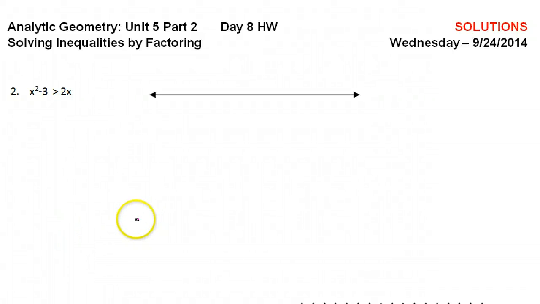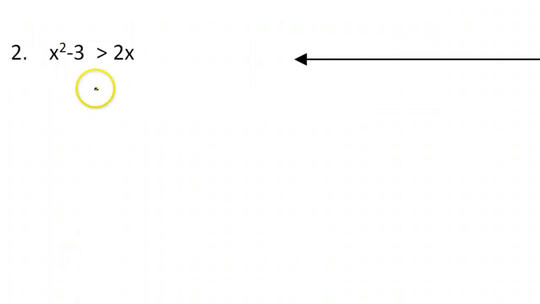Alright, this will be our second video in the lesson about solving quadratic inequalities. We'll be solving this by factoring. The first thing we need to do is find the x-intercepts of this parabola, the zeros of this function if it were an equation.